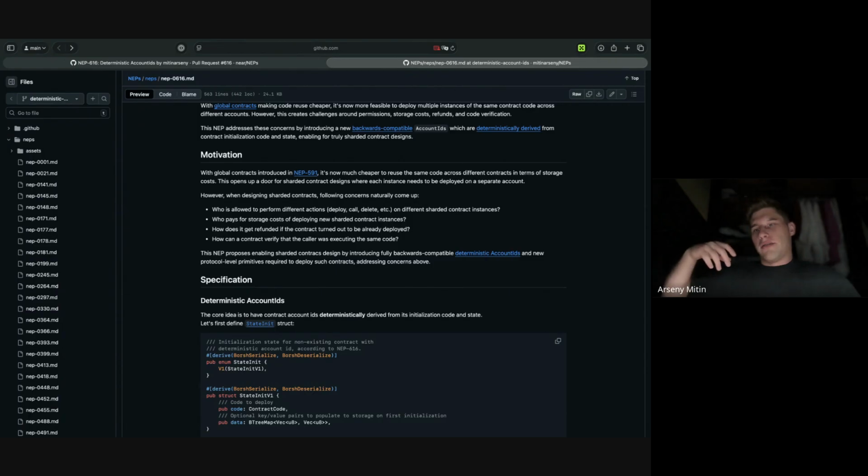So that's why we also need the mechanism to refund all of the NEAR tokens that I attached for every step.